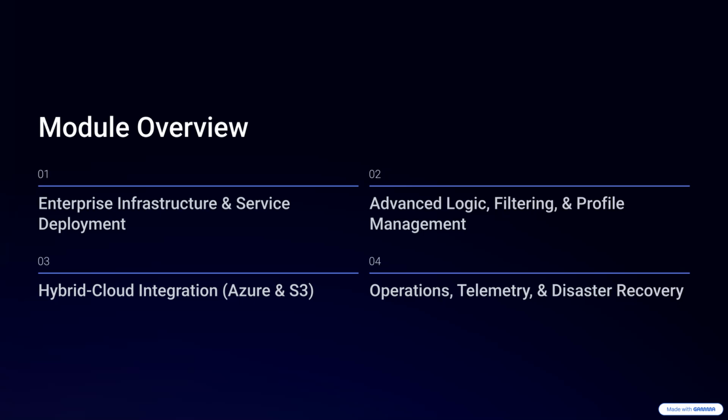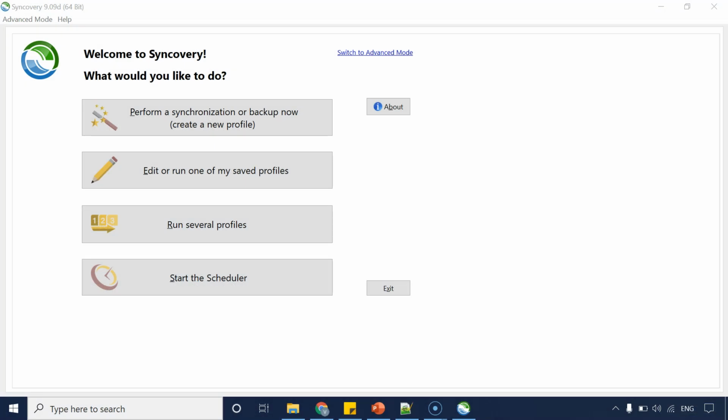This is where we configure profiles, the rule sets that govern exactly how, when, and where your data moves. Pay close attention to the versioning and conflict resolution settings. This is where an architect ensures data integrity. All of these options are available in the advanced mode also. So we will directly go ahead and explore advanced mode.